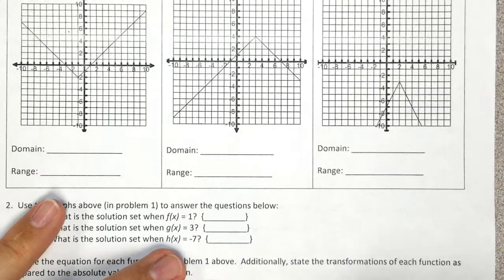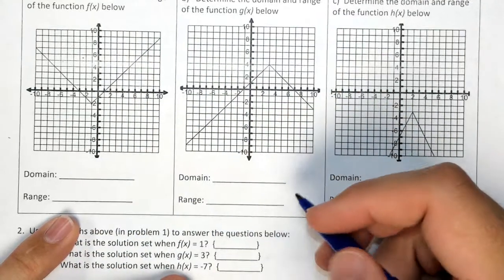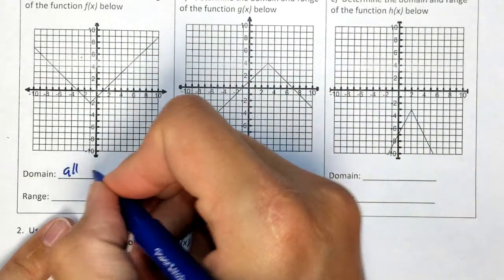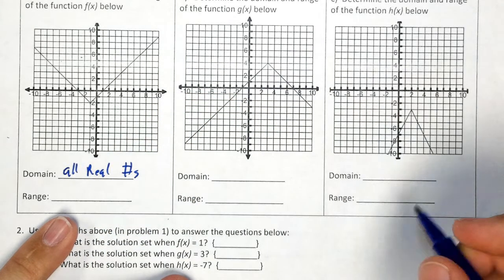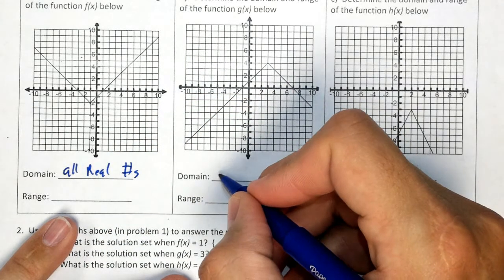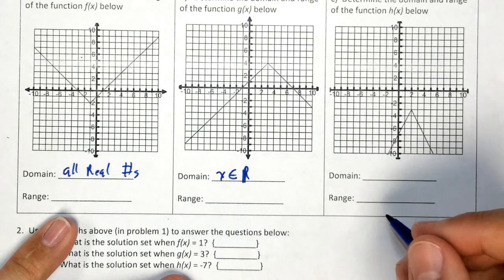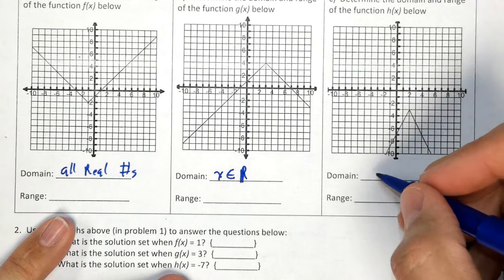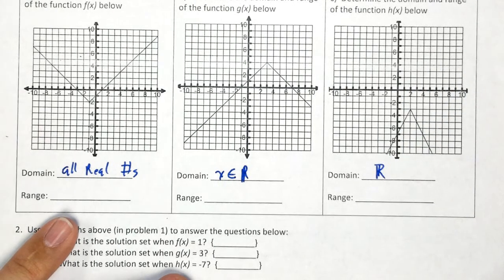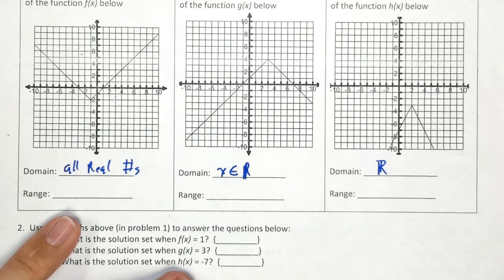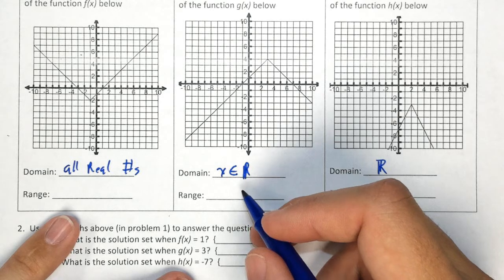First graph right here, domain. The domain for these are all real numbers. You can also write that as x is an element of all real numbers, and for short, some of you will just feel comfortable putting all the numbers like that. So any of those will work if it's multiple choice. You can also have negative infinity to positive infinity.